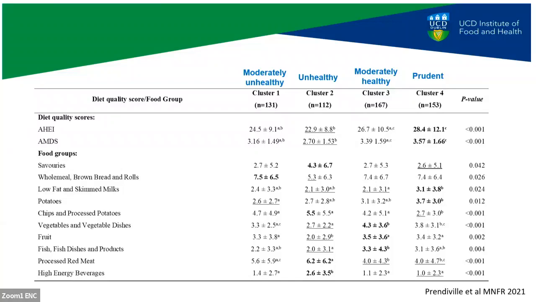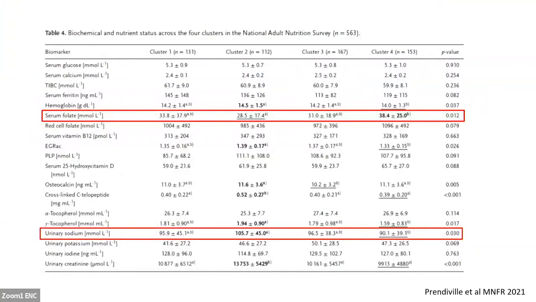We had blood samples and data on these individuals' nutrient status. So again, we looked across the 4 dietary patterns, and as expected, we have a very different profile of their vitamins across the 4 dietary patterns. For example, serum folate is higher in the cluster that was deemed as the prudent intake, whereas urinary sodium down here was the highest in the unhealthy dietary pattern and the lowest in the healthy dietary pattern.